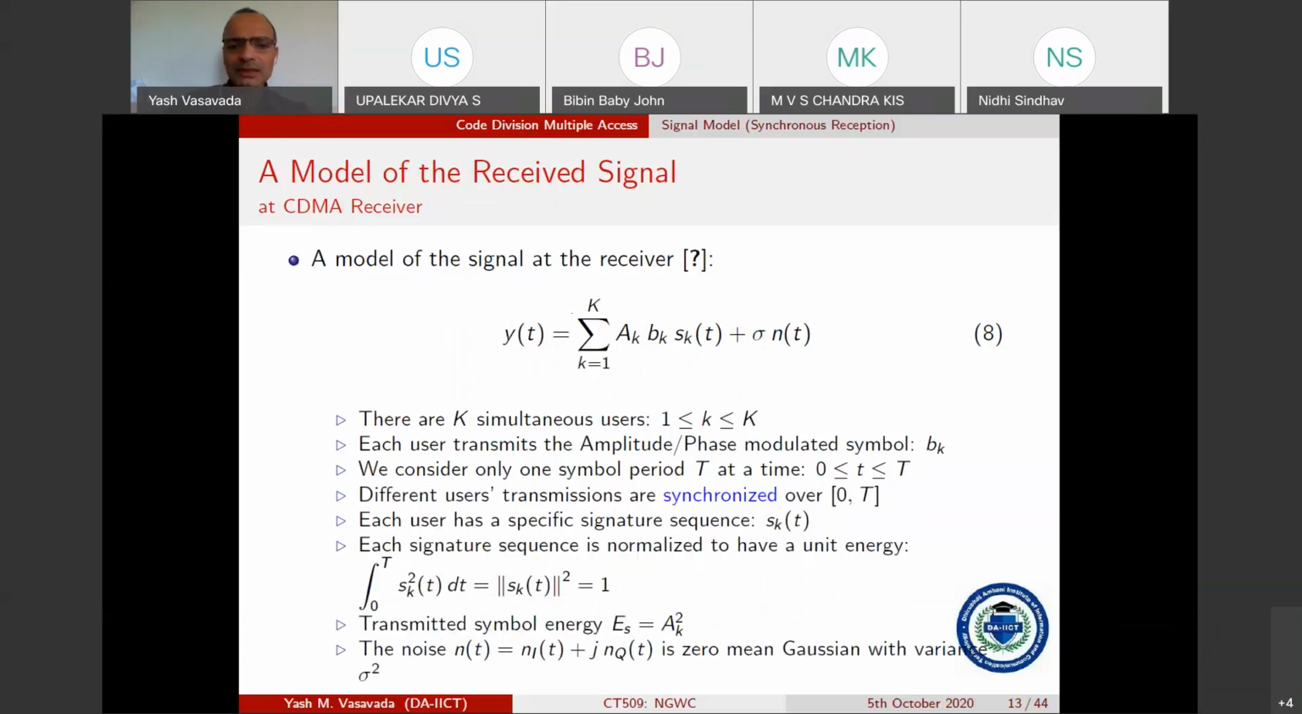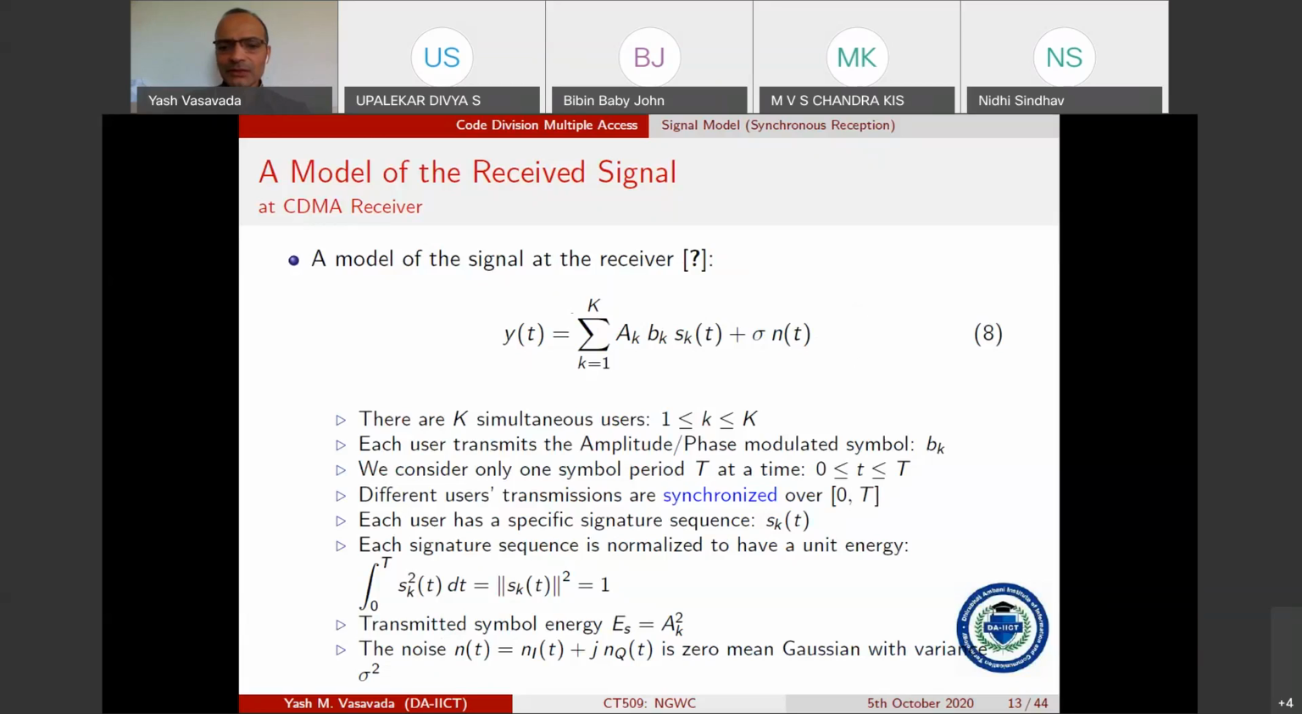Okay, so let us look at how the different terms of this equation number 8 look like. Here I am considering only one symbol, but for the sake of visualization, I'm going to now consider 3 symbols, just to make the visuals clearer.